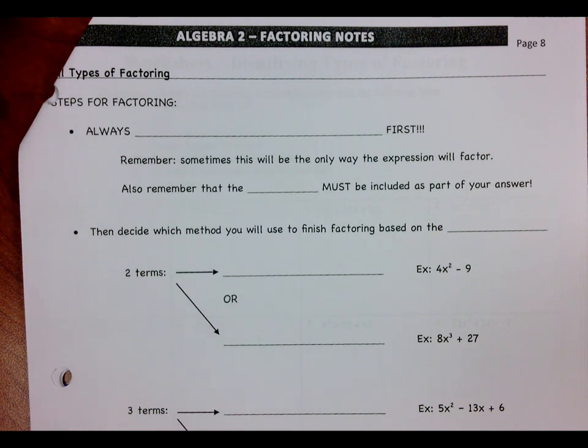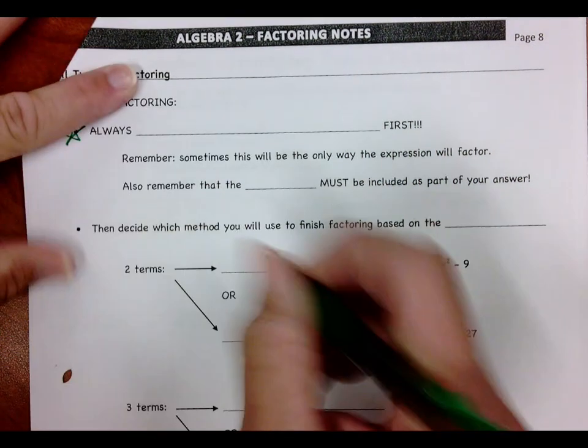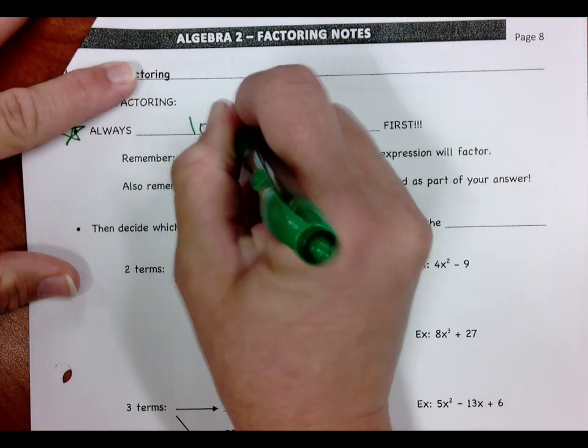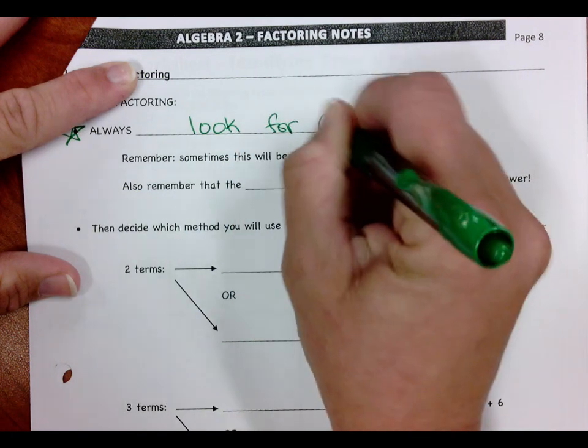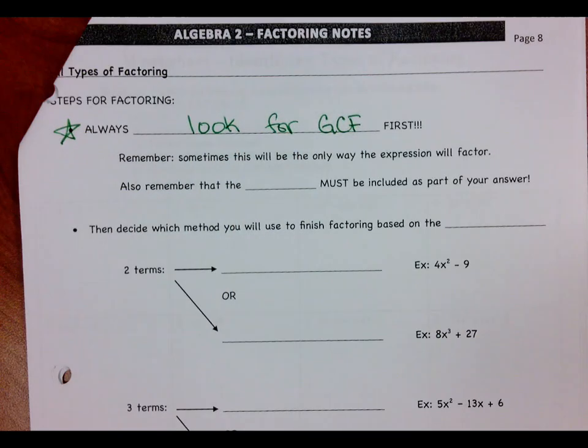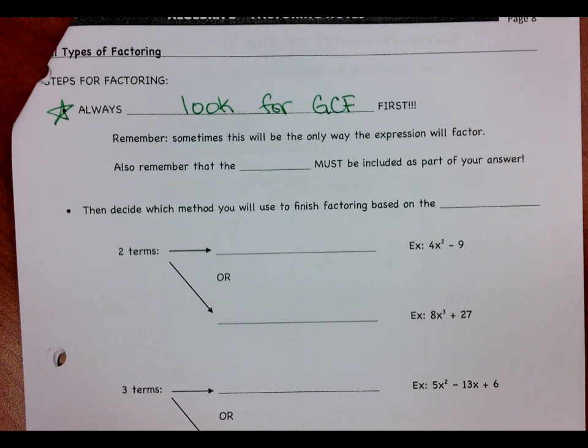So we always do what? What do we do first? Every single time, always look or check for a GCF. Always. Doesn't matter if it has 10 terms, we're going to look for a GCF first. Okay? And what that simply does is it makes the numbers easier to manage. So it says, remember, sometimes this will be the only way the expression will factor. And that's still a method of factoring. Okay? The GCF is the greatest common factor.